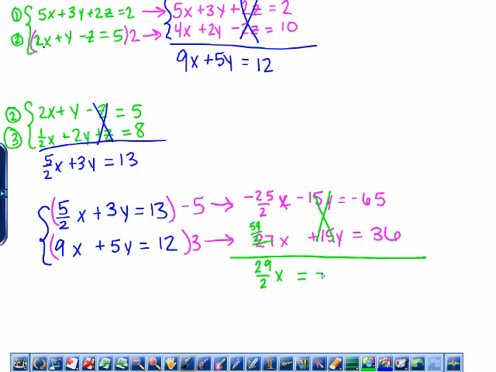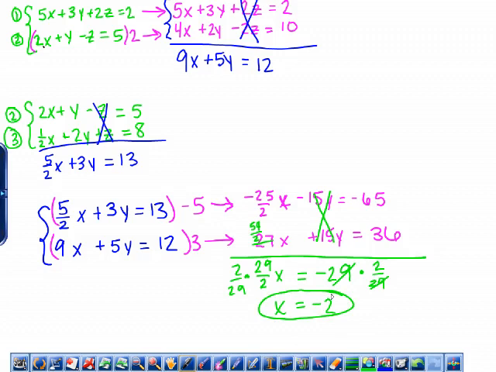Negative 29. What am I going to multiply both sides by? I could break it into two steps, multiply by 2, divide by 29, or I can multiply both sides by 2 over 29. So I get x equals negative 2. All right, we got one. Yay! All right, let's find another variable now.